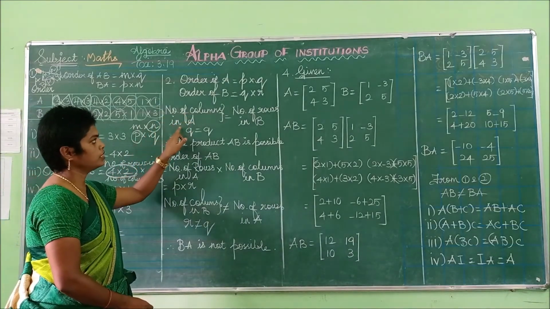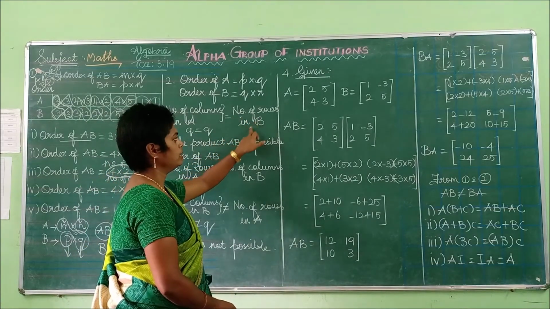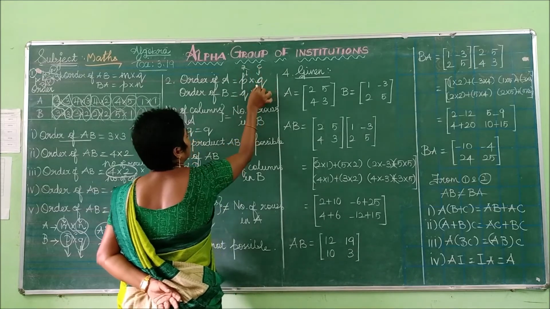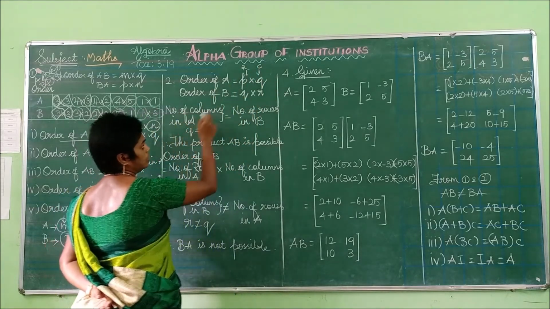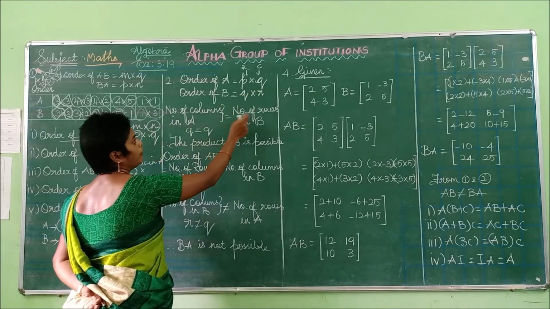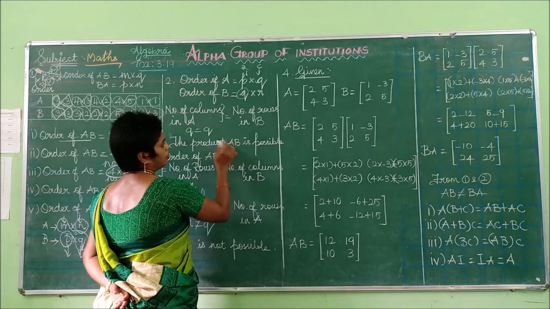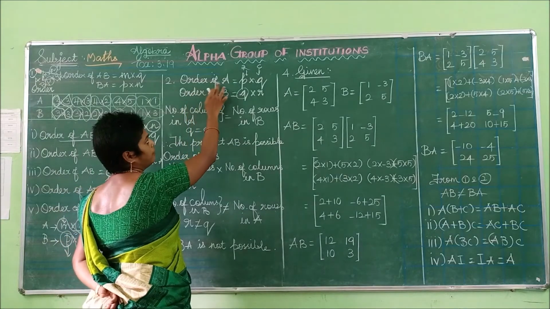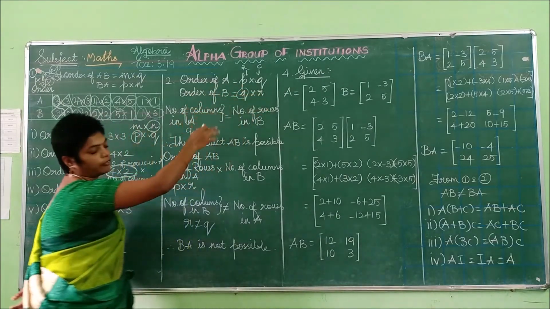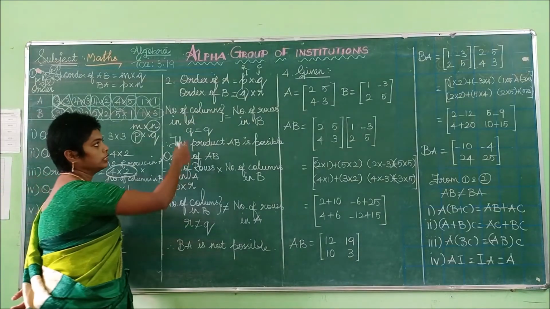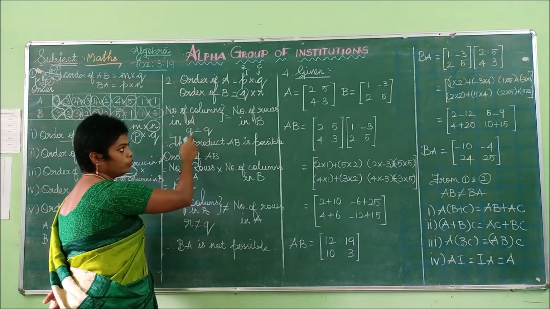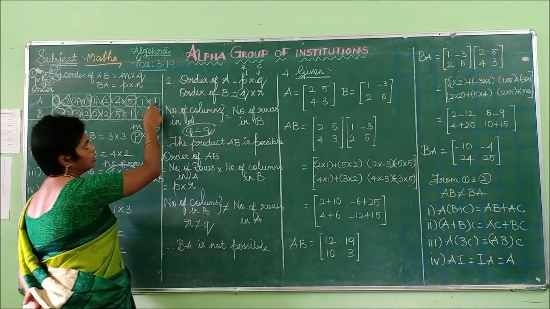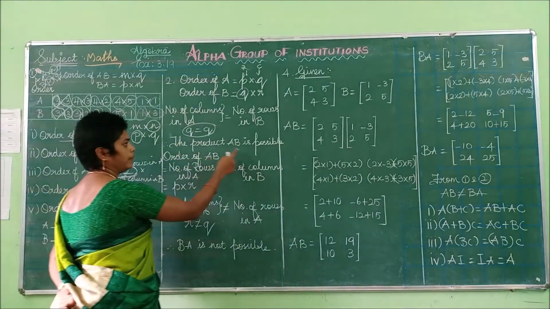Number of columns in A is equal to number of rows in B. So here this is row, this is column. Number of columns in A is Q which is equal to number of rows in B, which is Q. So both are same. Then the product AB is possible. Given order of A is P cross Q, order of B is Q cross R. You have to look at this condition. Number of columns in A is Q which is equal to number of rows in B, Q. So both are same, product is possible. So product AB is possible.